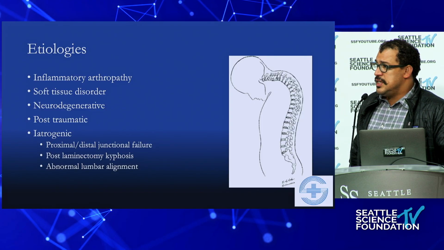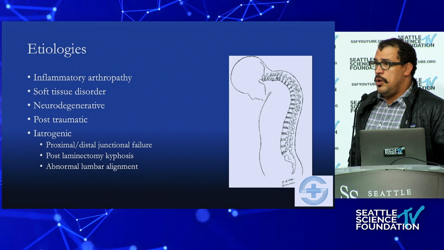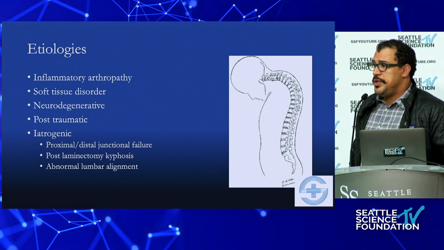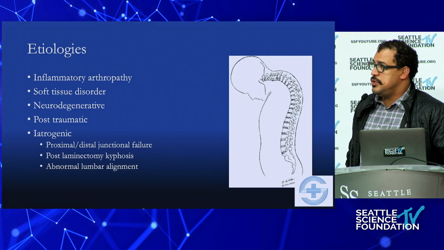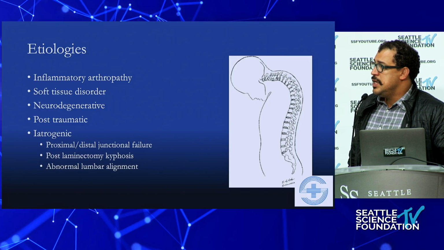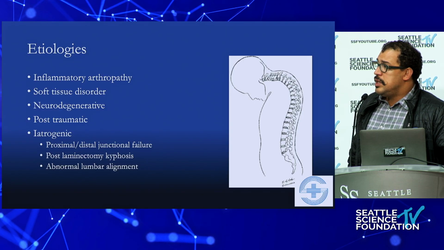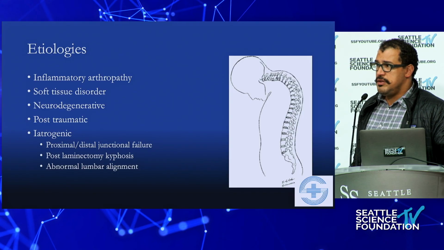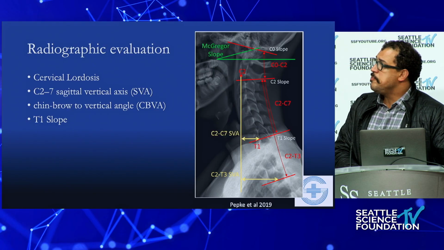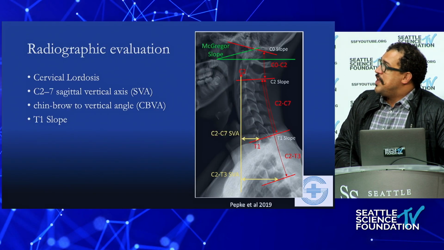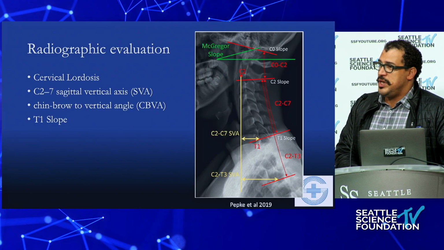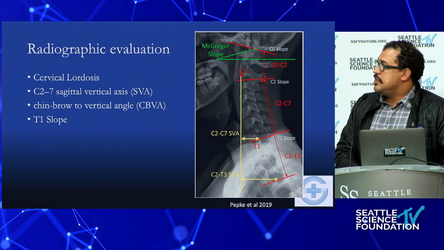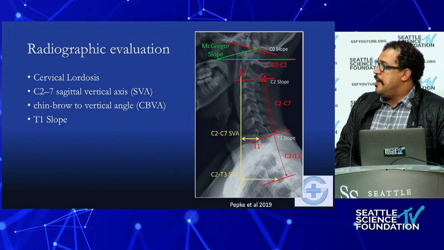Post-laminectomy kyphosis: I don't know a whole lot of people still doing standalone cervical laminectomies, but these patients do show up in my office from time to time. And then abnormal lumbar alignment that's compensated for through the upper thoracic spine. As we mentioned before, there are countless parameters that we can measure in order to try to quantify this.